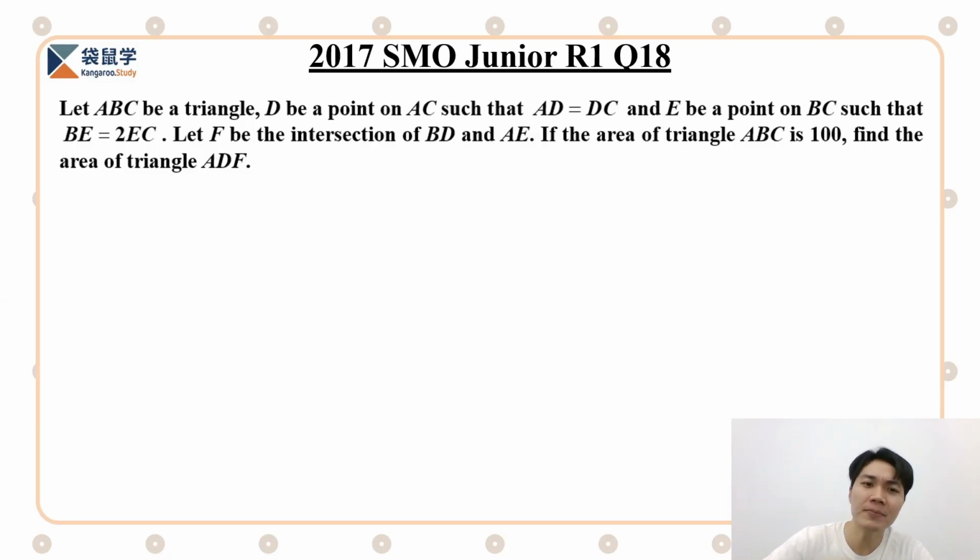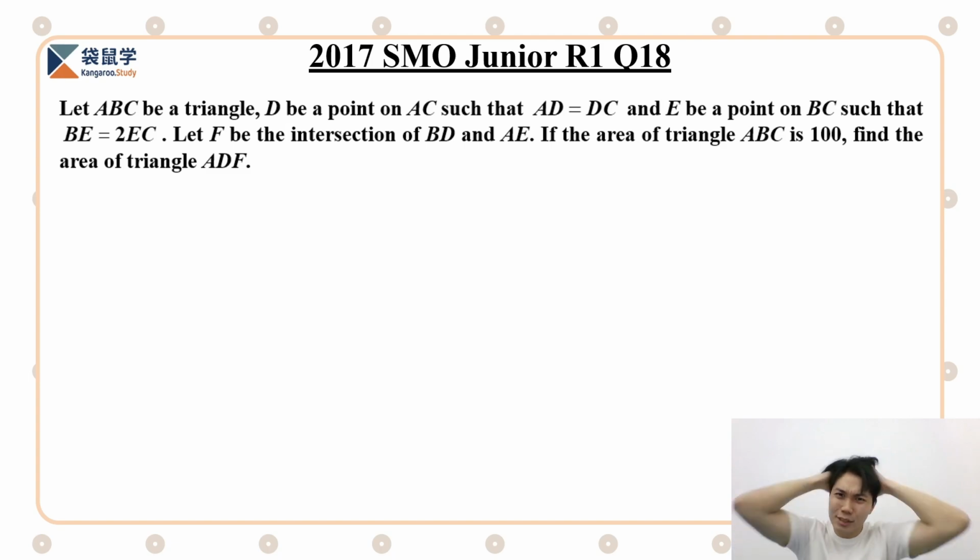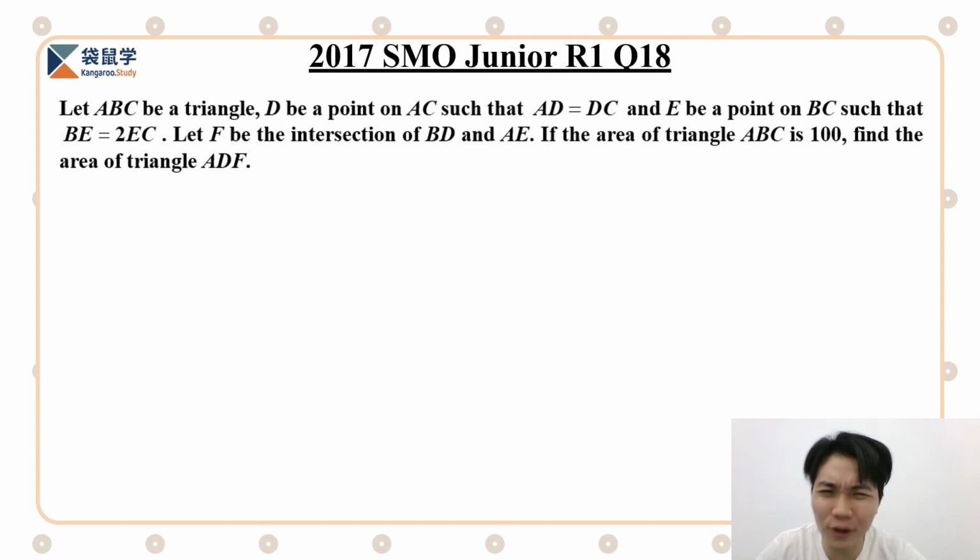ABC is a triangle, D is a point on AC such that AD equals DC, and E is a point such that BE equals 2EC. F is the intersection of BD and AE, and the area of triangle ABC is 100. We have to find the area of triangle ADF. This geometry question doesn't even draw the diagram for us. What a not nice teacher.